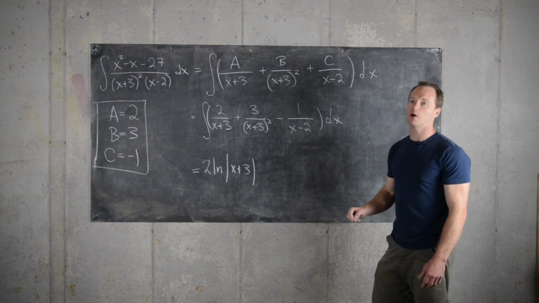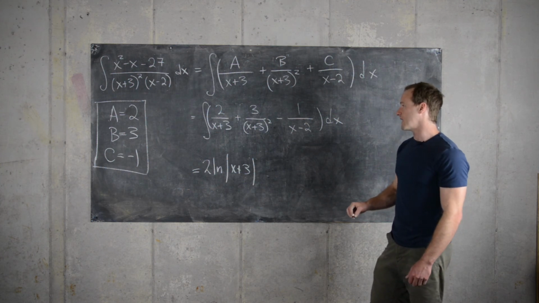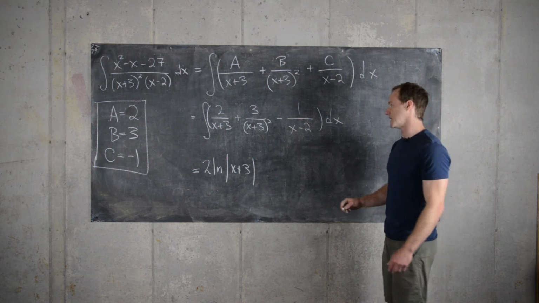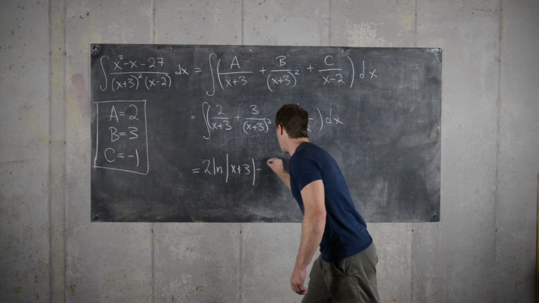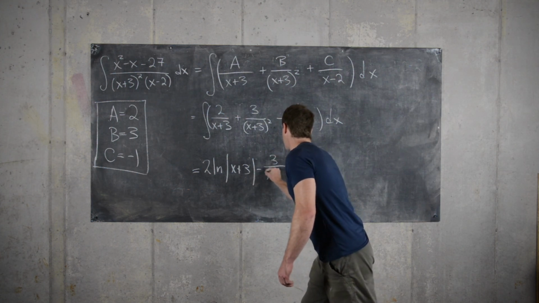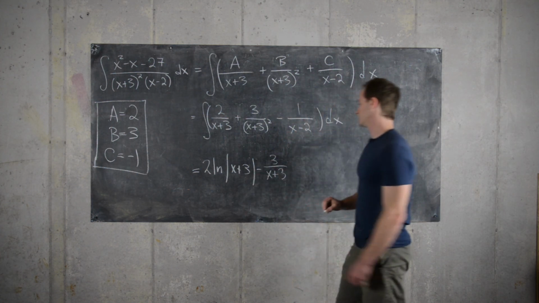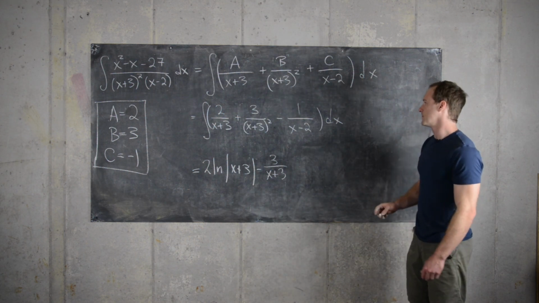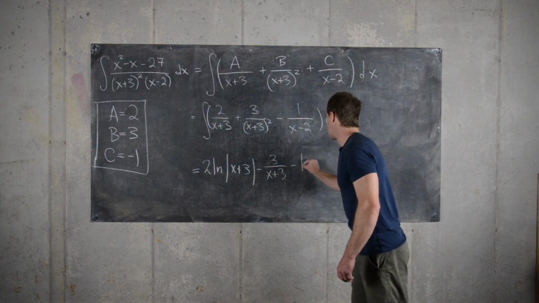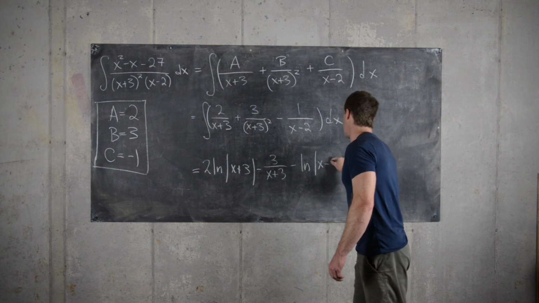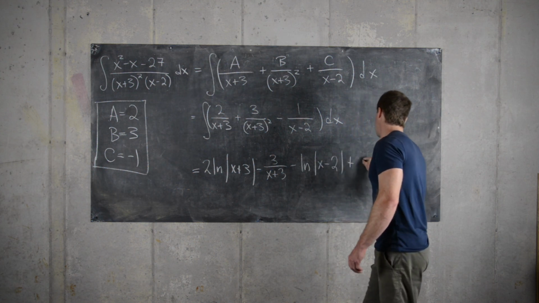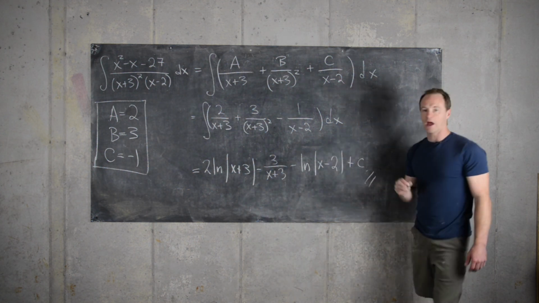So raising it by 1 would make it -1. And then we'll divide by the new exponent. Dividing and multiplying by -1 are the same. So we have -3 over x plus 3, (x plus 3) to the -1. And then finally minus the natural log of the absolute value of x minus 2 plus our constant of integration. And we're finally done.